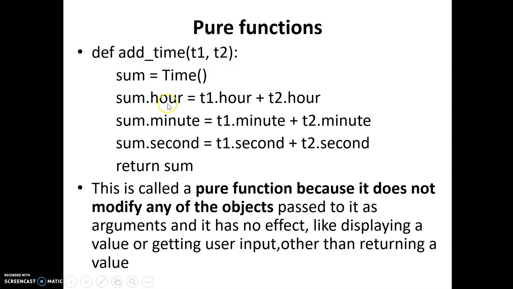So that is sum dot hour is equal to the sum of the hour parts of t1 and t2, that is t1 dot hour plus t2 dot hour. Similarly for the minute, we have stored it in the sum dot minute variable, and similarly for the second as well, and at last we can return the sum object itself.